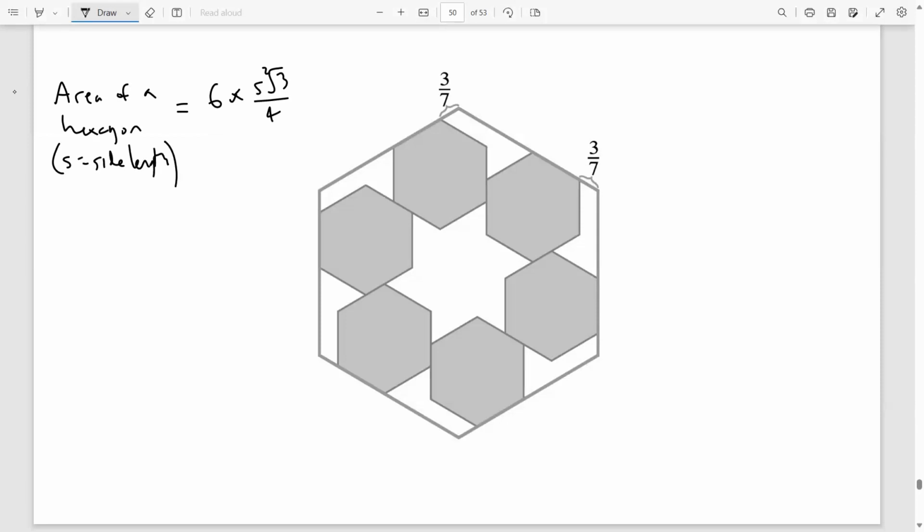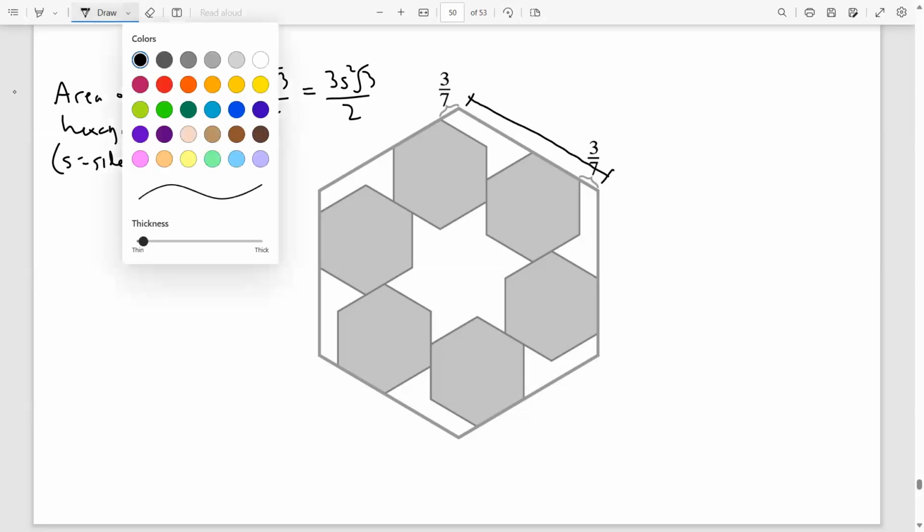So how did I recall this formula? This is mainly due to the fact that the area of an equilateral triangle is s squared root 3 over 4, and a hexagon consists of 6 of these triangles put together. And of course we can simplify this as 3 s squared root 3 over 2. So if we can find the side length of the outer frame, then we're good to go.